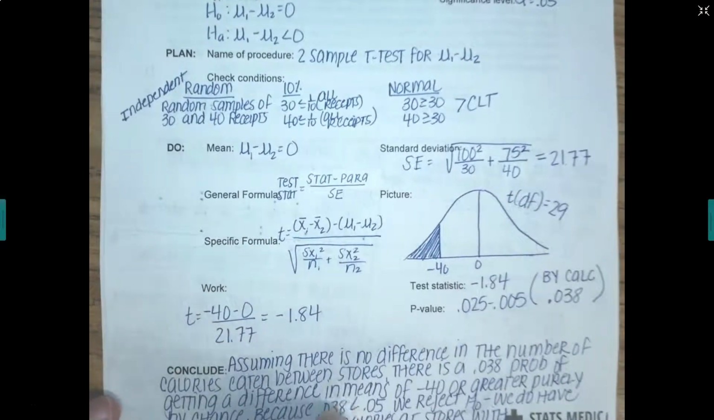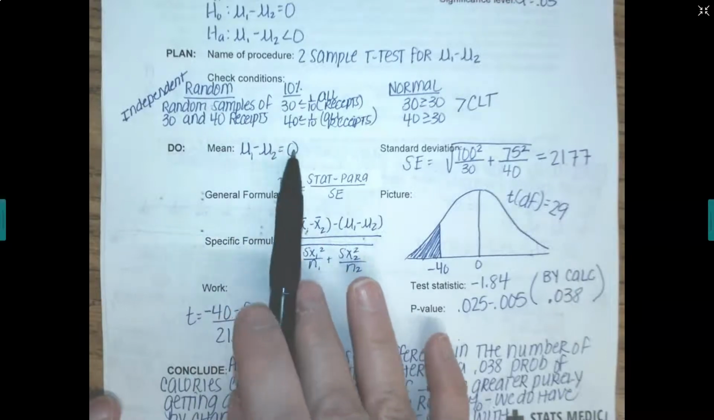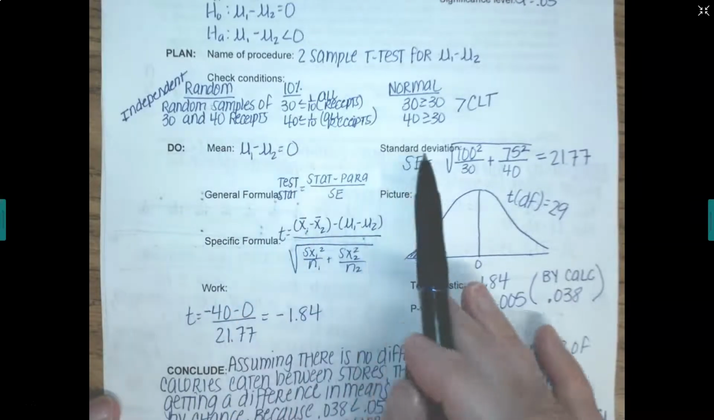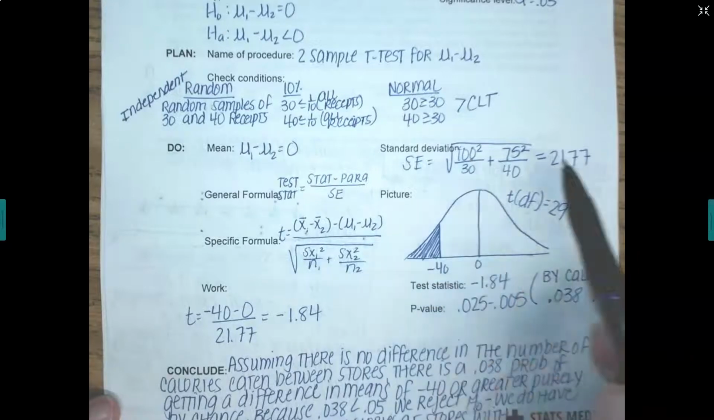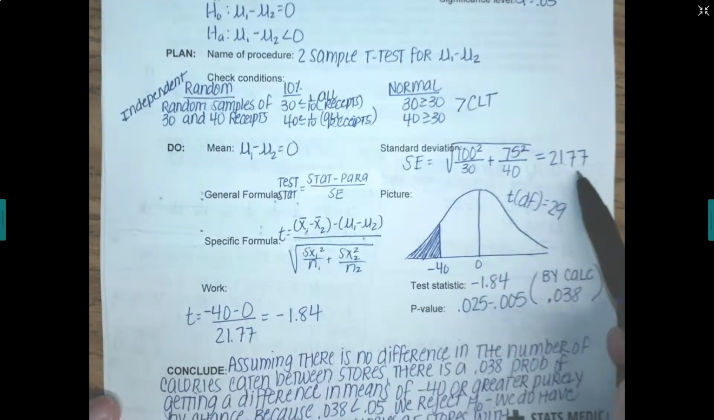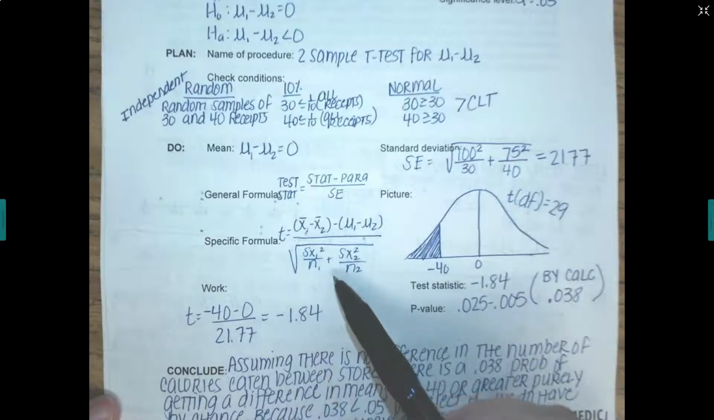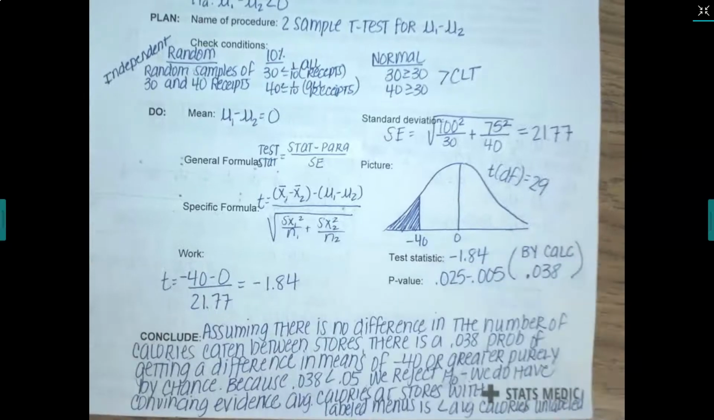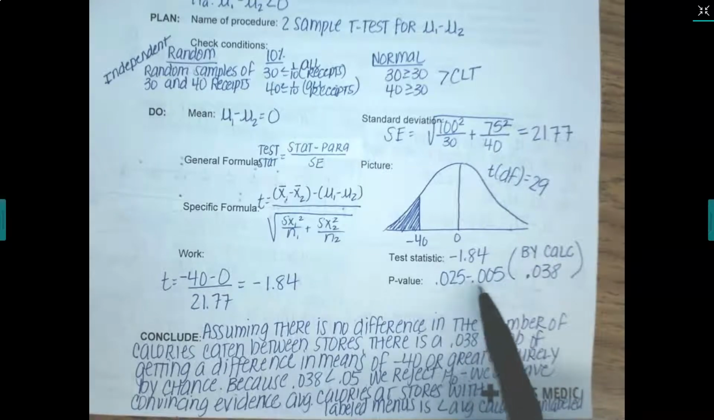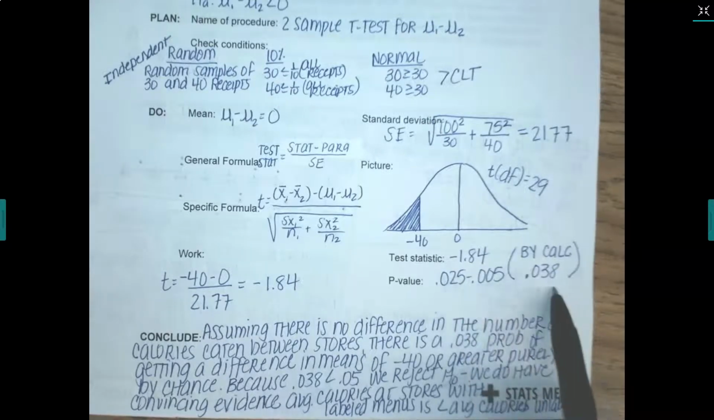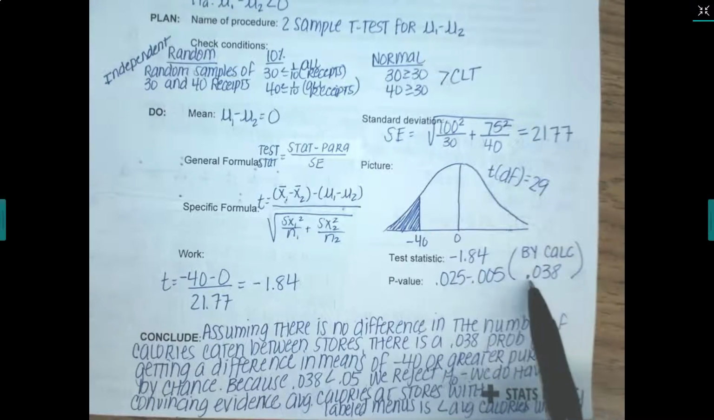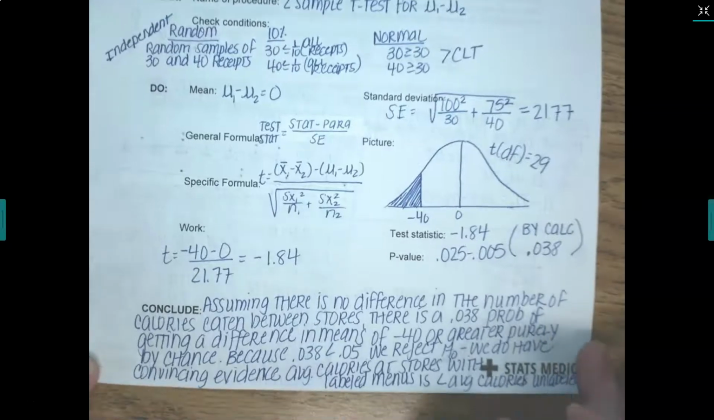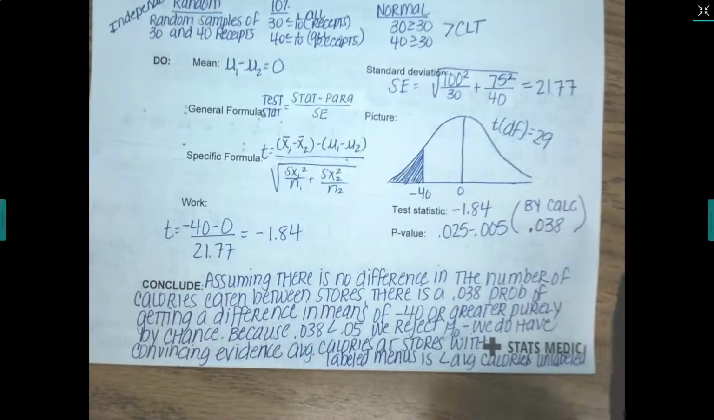Now, for our mean, well, that's our null. We assume that there is no difference. The standard deviation, we worked out that I got 21.77. That's just the specific formula, plugged everything in, and I got negative 1.84. And you can look this up on Table B, where you get this range, or by calculator, anywhere between 0.036 and 0.038, depending on which way you calculated it on the calculator.